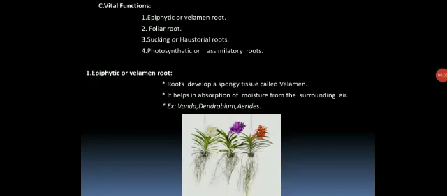Next one is vital function. What are the vital functions for the plant system? Here, vital functions can be classified into four major categories. First one is called epiphytic or velamen root. Next one is called foliar root. Third one is called sucking or haustorial root. Fourth one is called photosynthetic or assimilatory root.